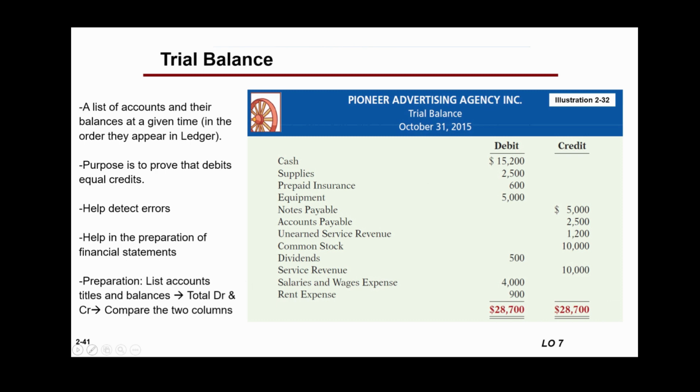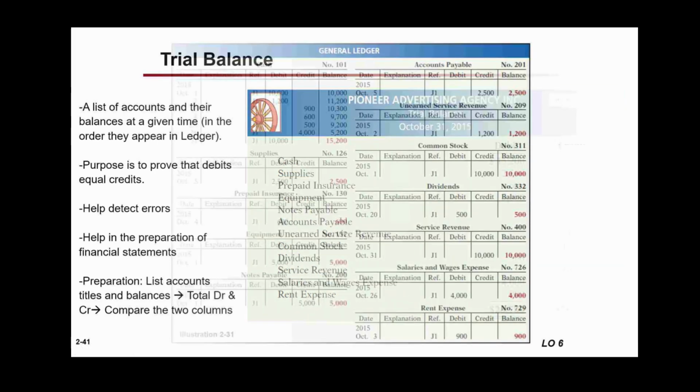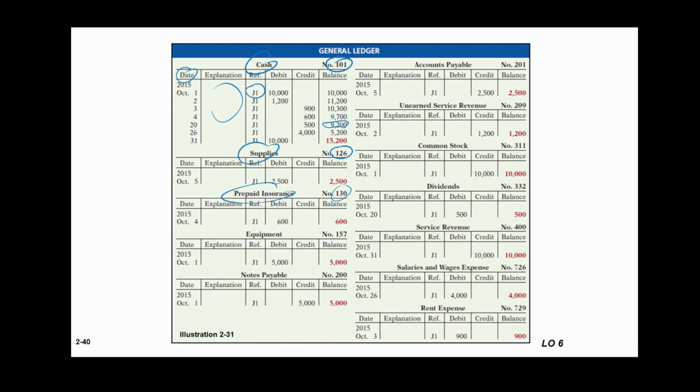So after that, companies would prepare a trial balance. Now, trial balance, this is where they simply list all the accounts that we had, the balances of all the accounts as they appear in the ledger. So as you can see here, we have cash, supplies, prepaid insurance. We have the same thing. And then you use the balance here for each one of them.